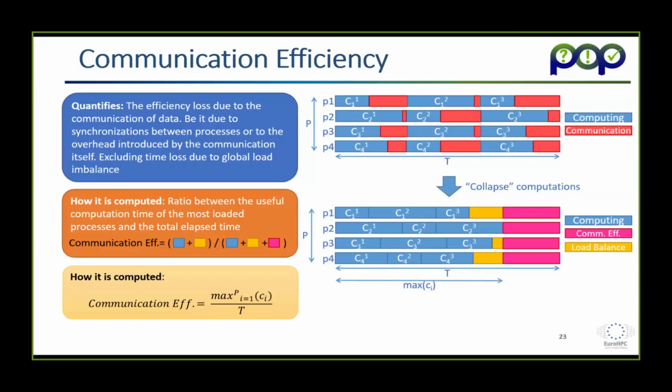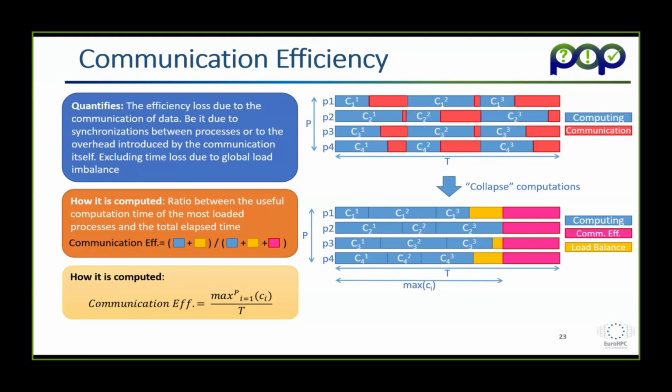So if we computed the load imbalance by accumulating all this time. Now the communication efficiency is the time that I'm losing because the most loaded process is communicating. So it will be accounted for this pink thing. We computed it as the ratio between the maximum time and the total time. So this time here is what I'm losing because I'm communicating.